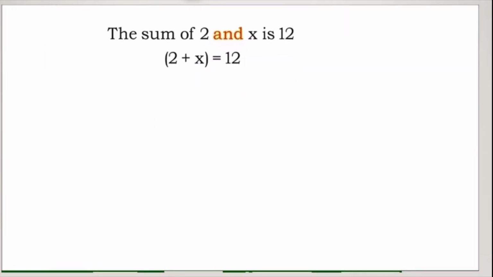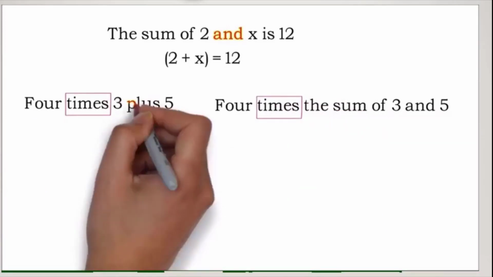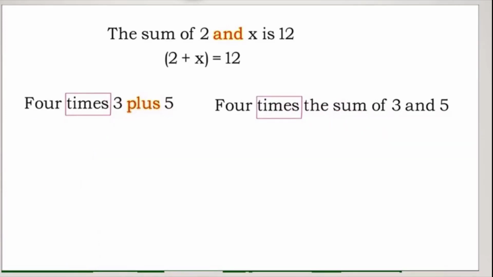Let's look at these two statements. 4 times 3 plus 5, and 4 times the sum of 3 and 5. We notice that in both cases we have two operations. We have times, which means multiplication. We have plus for the first statement and sum for the second statement, both meaning addition. These statements do not mean the same thing and will not yield the same results.